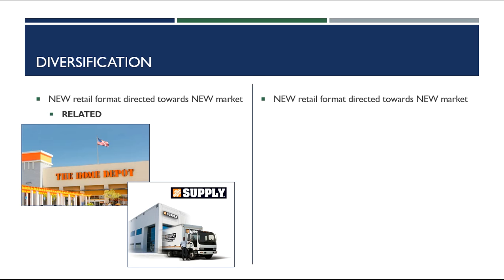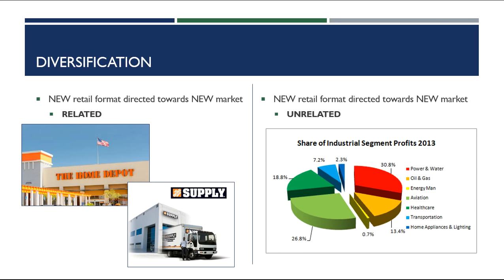Then we have unrelated diversification, which is when your retail format and market have very little in common with your current business. This is a pie chart showing General Electric, GE's business lines. You can see they operate in power and water, oil and gas, but then they also operate in aviation, healthcare, transportation, and home appliances. So their business lines don't necessarily have a lot to do with one another.